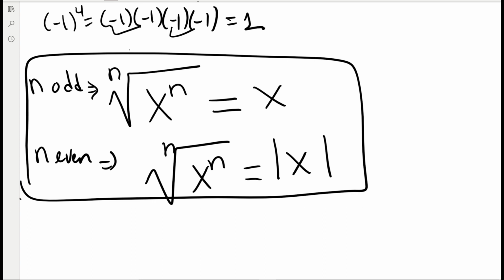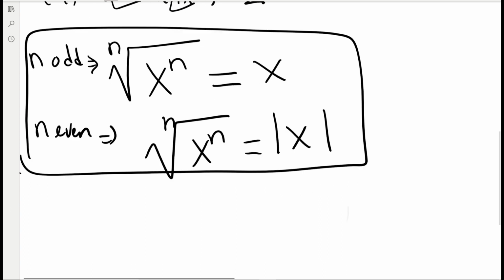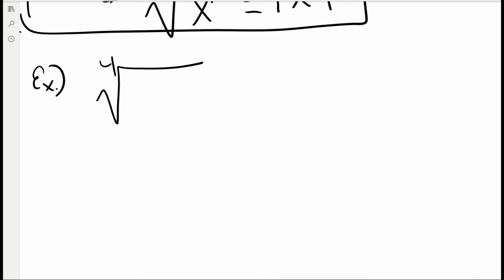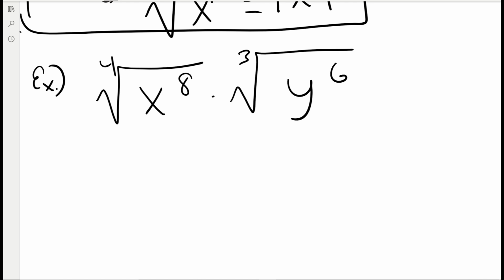All right, so when can we use this? So let's look at an example of when this is actually used. So let's look at the simple example of fourth root of x to the 8th times the cube root of y to the 6th. Okay, so at first glance this looks kind of complicated, but bear with me here. Let's just take one of these at a time.